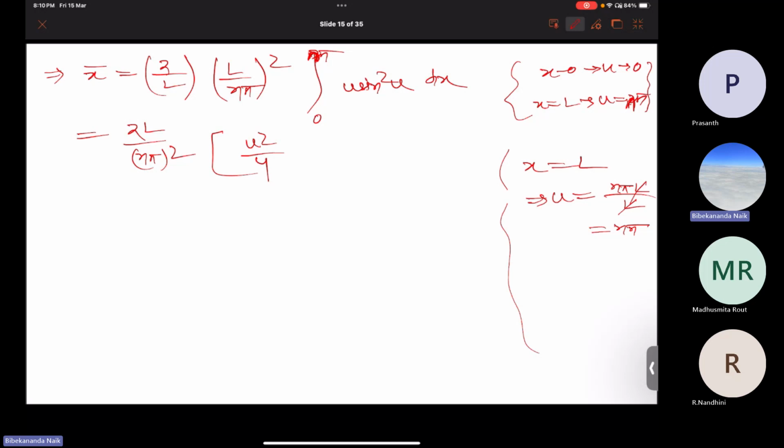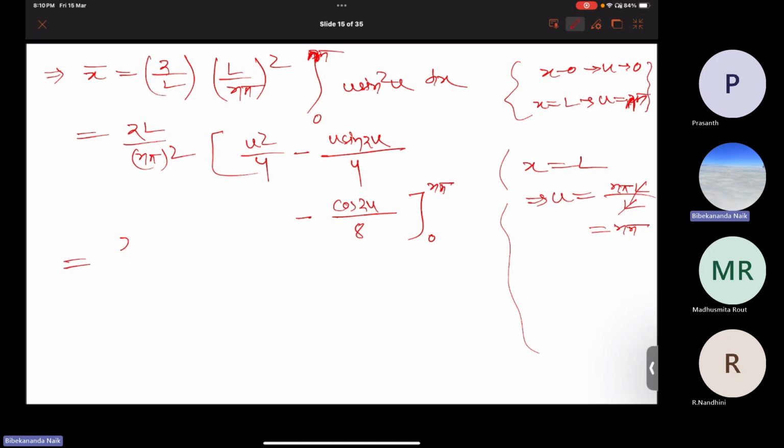u square by 4 minus u sine 2u by 4 minus cos 2u by 8, from 0 to n pi. So basically here for u sine square u, you will put sine square equal to 1 minus cos 2u by 2. Then if you solve it, you will get these values.